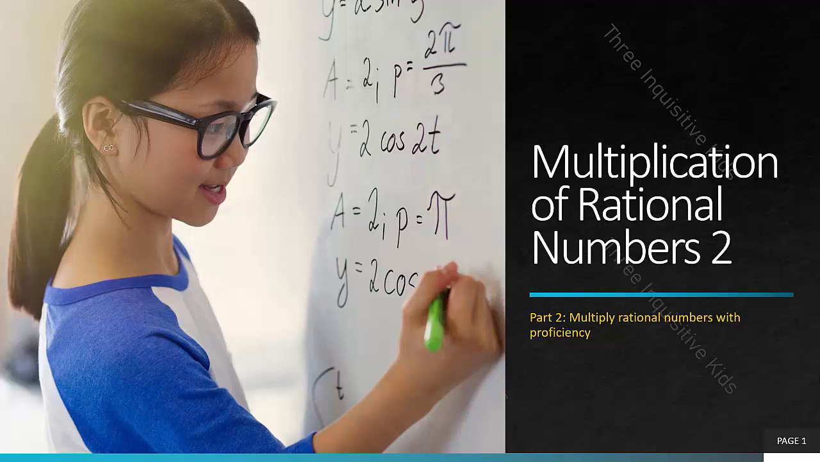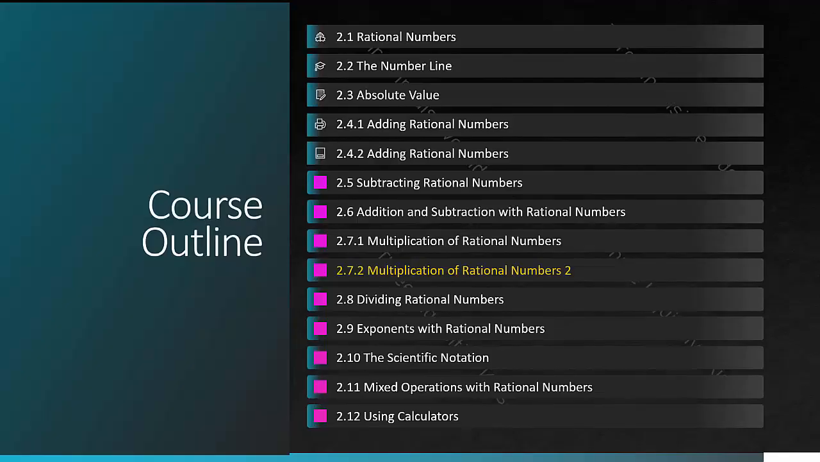In this video, we will be learning about multiplication of rational numbers, part 2. So now we're going to be able to use what we learned proficiently on word problems. Again, our course outline for this unit is first rational numbers, then the number line, the absolute value, and then we're going to go into adding and subtracting rational numbers. And now we're learning about multiplication of rational numbers.